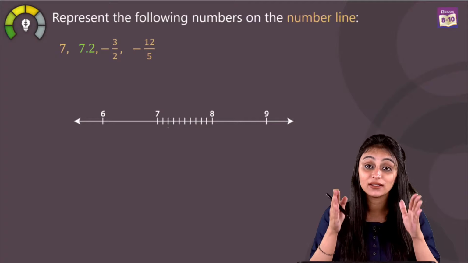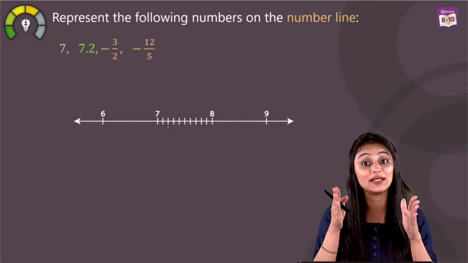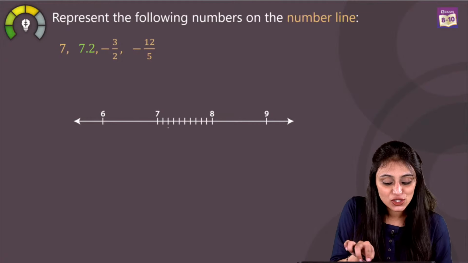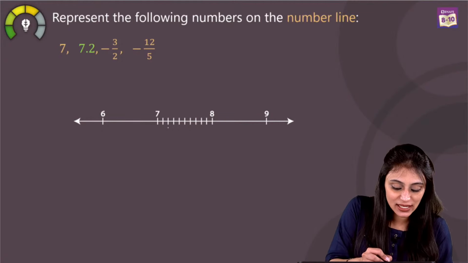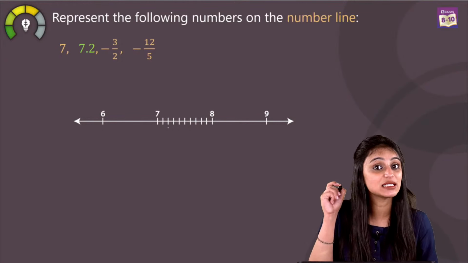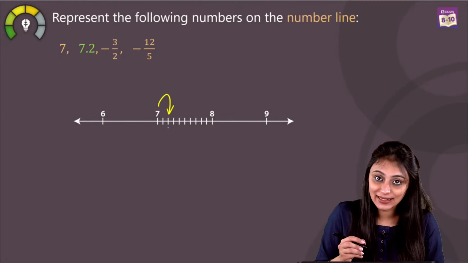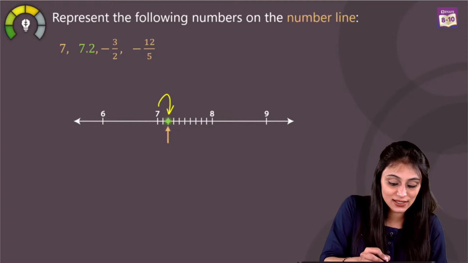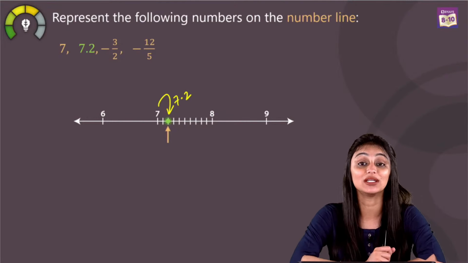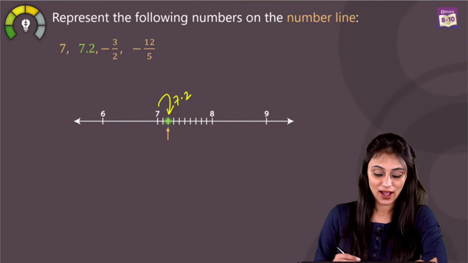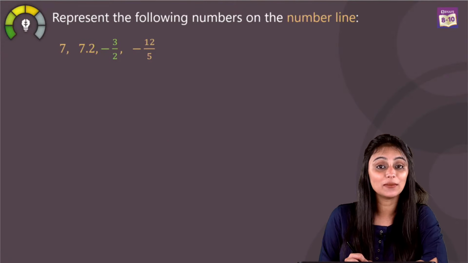Now I have divided this region between 7 and 8 into 10 equal parts, you can see, right? So here each part is actually representing 0.1. Each of these divisions is representing 0.1. So 7.2 will lie towards the right. So it will be here, this point over here, this division represents 7.2. Yes. Alright, now let's take a look at how to plot minus 3 by 2.